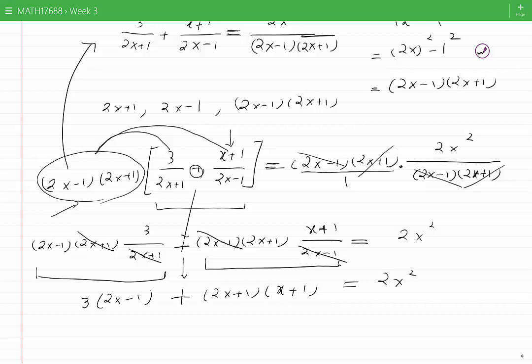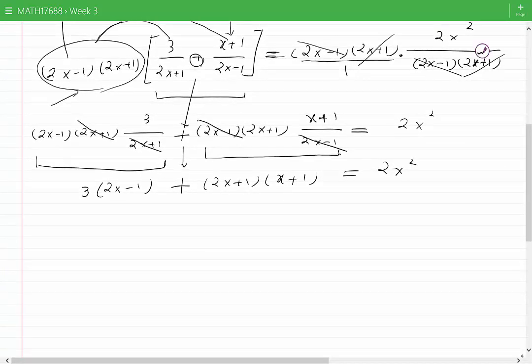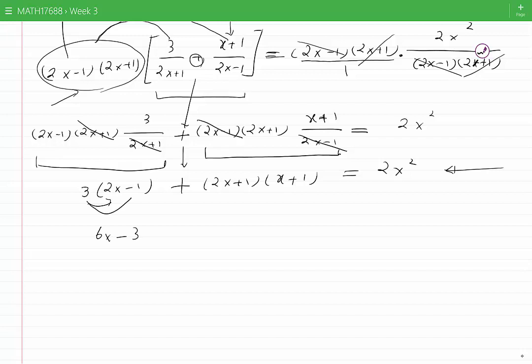Now the new equation that we have here does not have any denominators for any of the terms which are present. This is a simple equation. We first simplify the expression. We get 3 times 2x, 6x, 3 times minus 1, minus 3, plus 2x times x, 2x squared, 2x times 1 is 2x, 1 times x is x, and 1 times 1 is 1. That is equal to the right hand side, which is 2x squared.